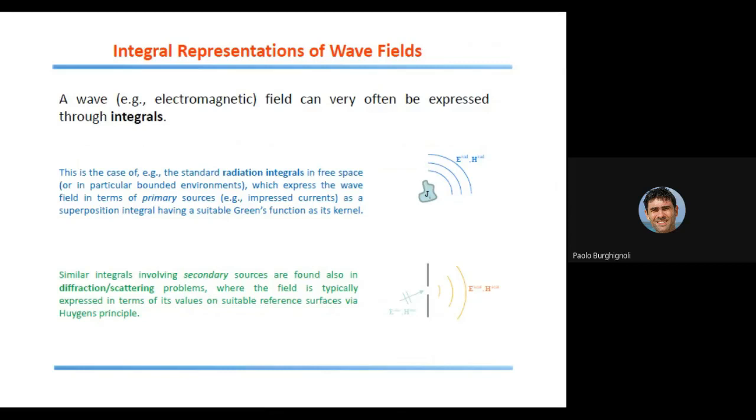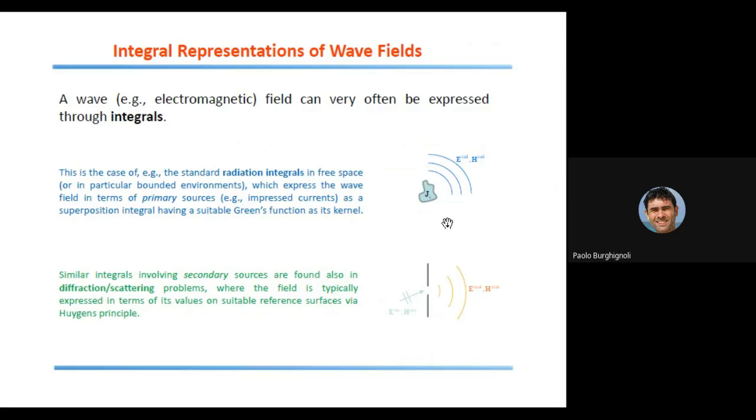It is possible, if the geometry of the box is simple, to find out the Green's function also in this bounded environment. In this case, it will not be a scalar function, but it will rather be a tensor or dyadic Green's function. But anyway, we are able to write the electromagnetic field again as a superposition integral.